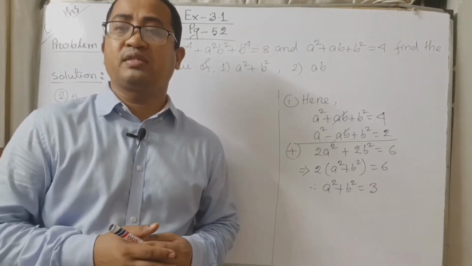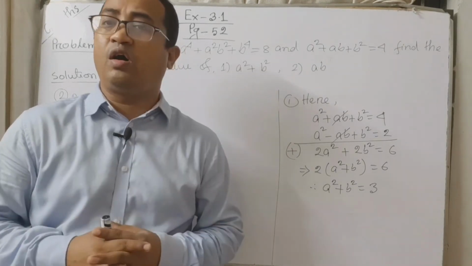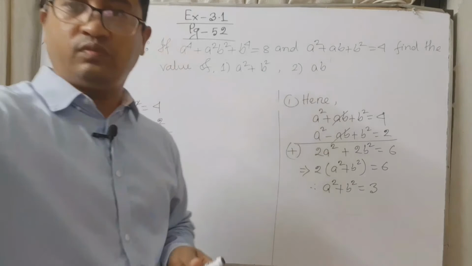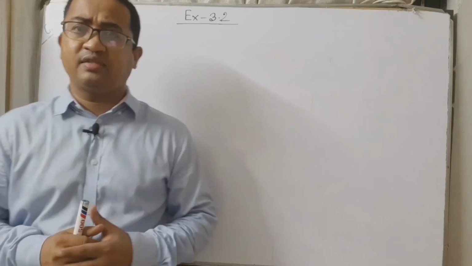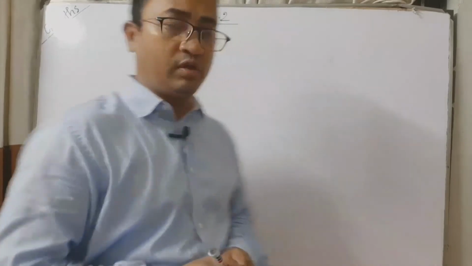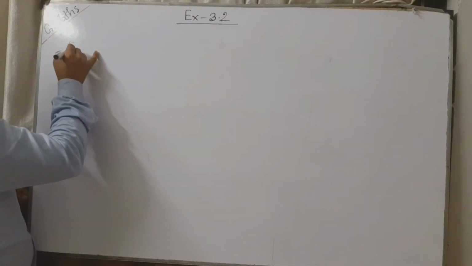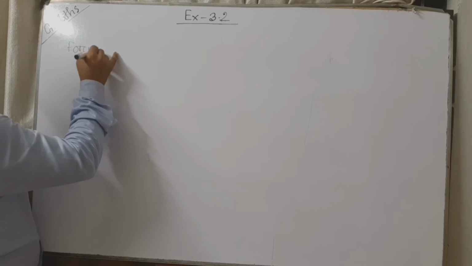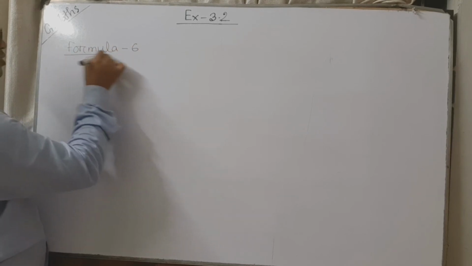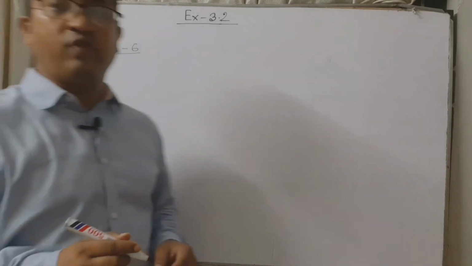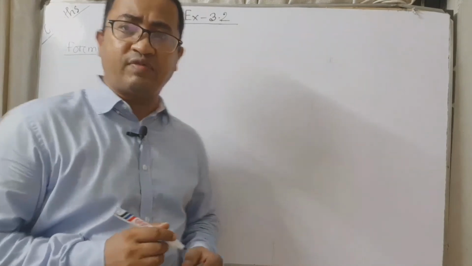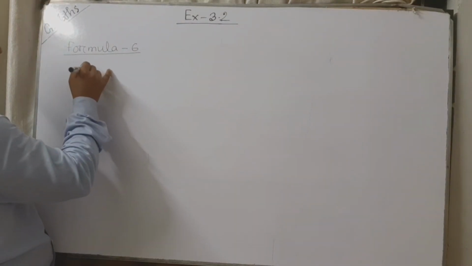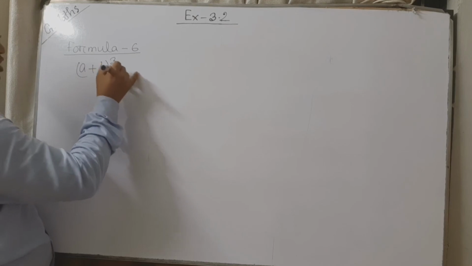Now I wanted to discuss some basic formulas of exercise 3.2. At first I will discuss some formulas. Formula number 6. Already we have learned 5 formulas in exercise 3.1. So there is a number 6 formula for this chapter, that is a plus b whole cube.